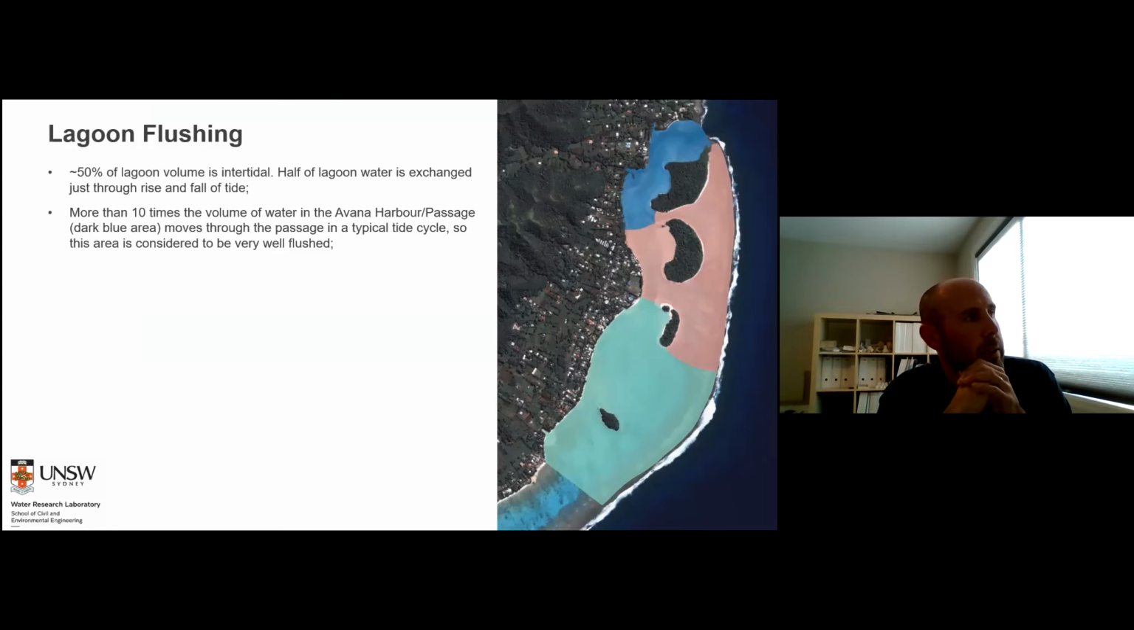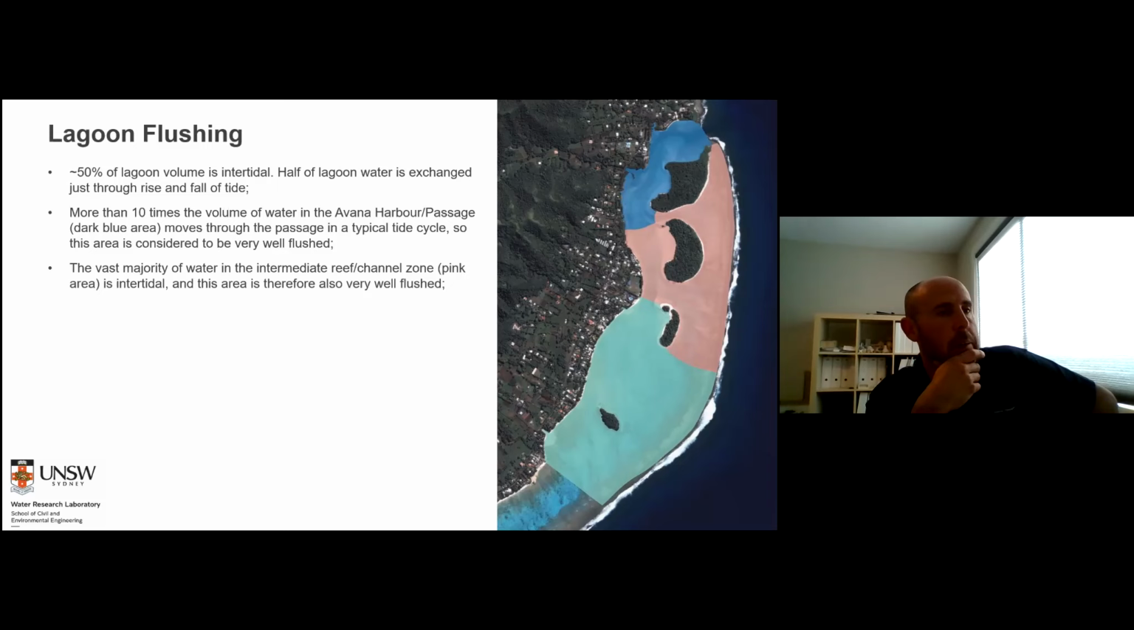If we look at the blue section down at the north, which is a deeper part of the lagoon, because that's the spot where all the water from the lagoon discharges, in that area you have about 10 times the volume within that part of the lagoon being exchanged every tide cycle. So it's really well flushed in that area. Within the pink area, the intermediate reef and channel zone, a lot of that's intertidal. So again, it's almost dry at low tide, covered by water at high tide, and it's really well flushed because of that process, just that exchange of water levels.